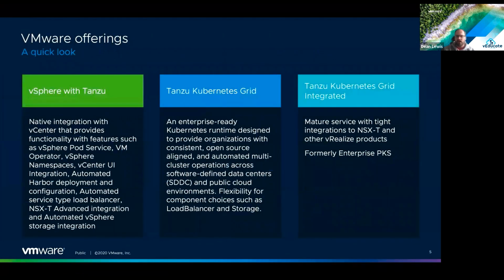So a very quick overview of the VMware offerings. This is by no means a comprehensive list, but it gives you a little bit of scene setting for today's presentation and some of the technology we're going to talk about. Announced at VMworld, we have vSphere with Tanzu. That's Kubernetes baked in, native within the vSphere platform itself, with native integration at vSAN to provide you functionality such as vSphere Pod, vSphere operators, namespaces, and so forth.